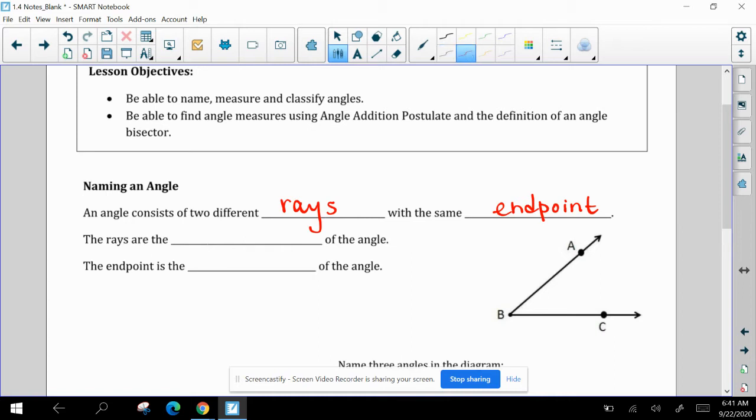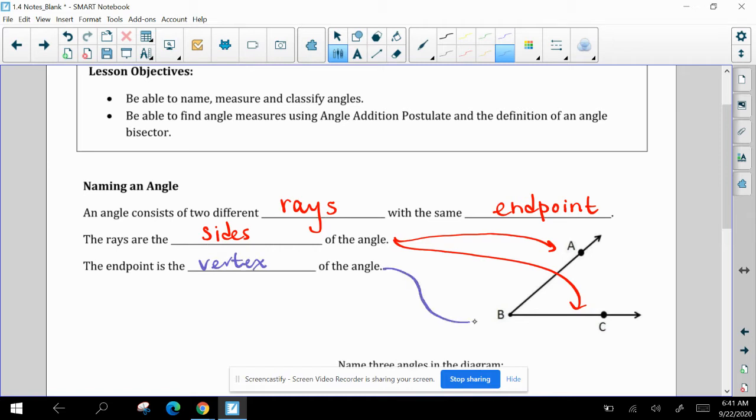The rays themselves are going to be called the sides of the angle. So we're talking about this side and then this side. You have two sides. The endpoint has a very special name, and it's called the vertex. So this point, the endpoint, would be considered our vertex B.